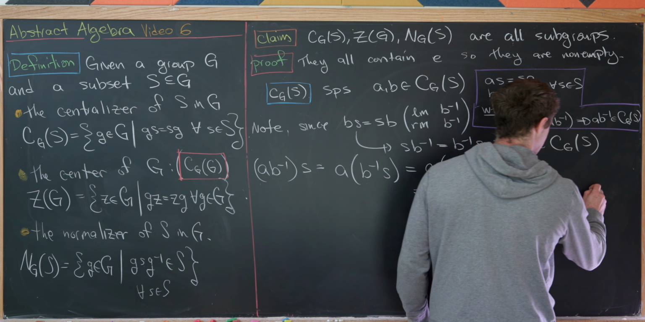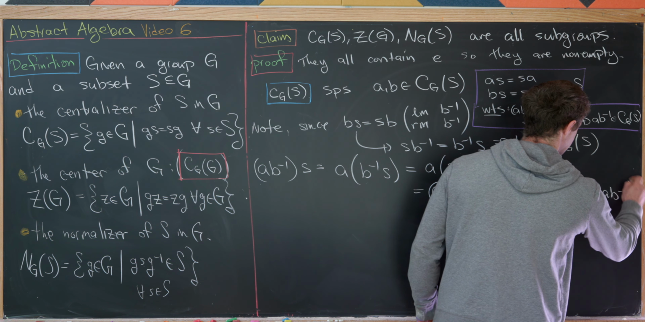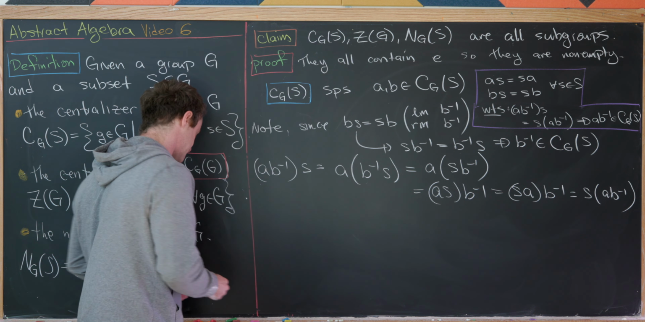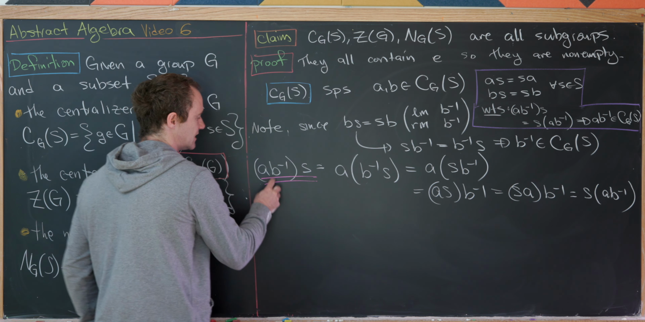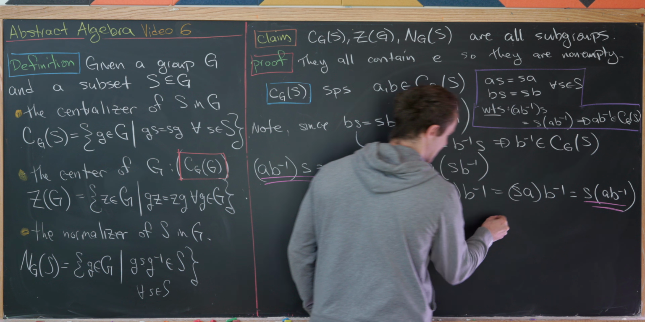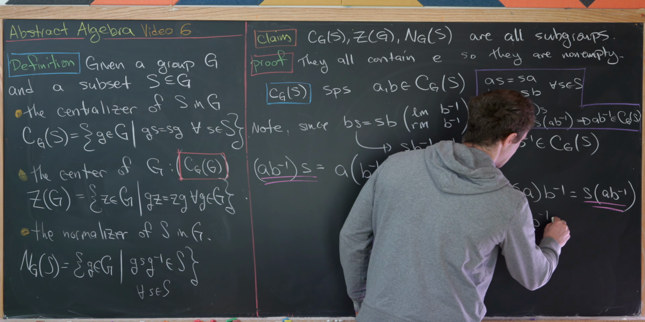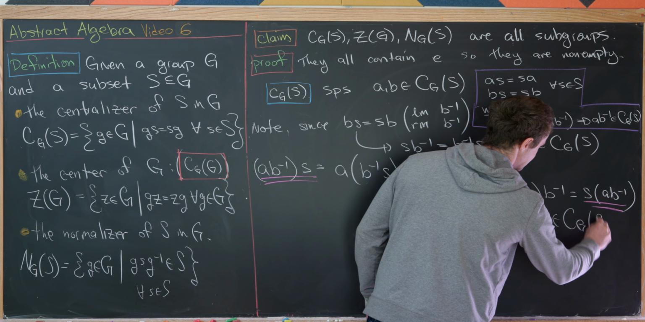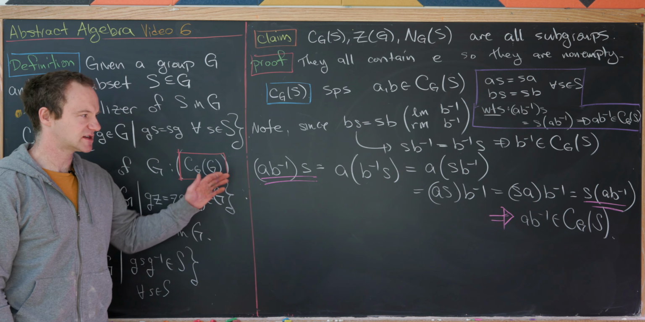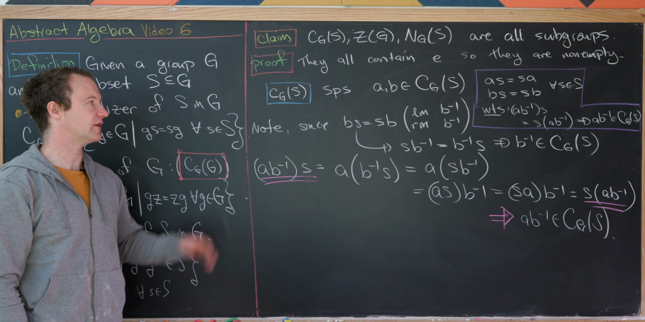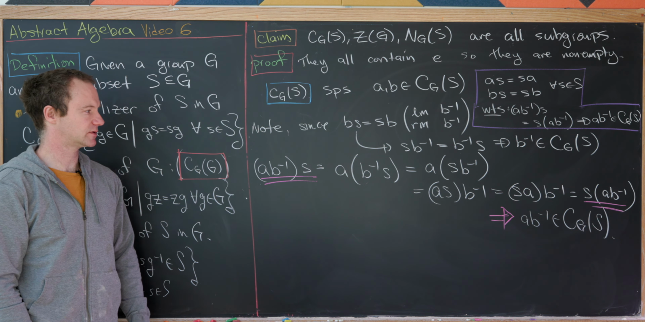And then reassociating gives us S times AB inverse. But check it out. This extreme left and right hand side is exactly what we need to have A, B inverse in the centralizer of S, which means by the subgroup test we're good to go. We have proven that this is indeed a subgroup.